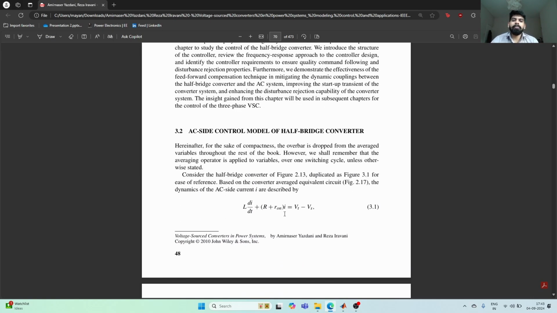So yeah, that's the third chapter of the book, that is control of the half bridge converter. We were controlling it before. In the previous video you saw that we were actually controlling the current, but we were manually changing things. We were manually just changing M.